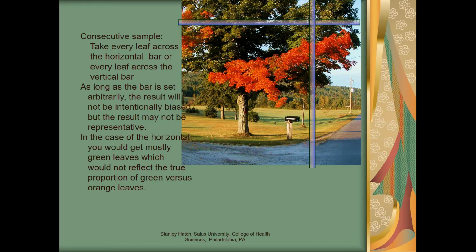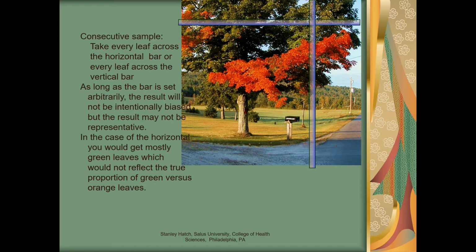Would this result in a representative sample of color of leaves on this tree? The horizontal bar clearly would not, because it's going through the area of the tree that is essentially all green. Another option would be take a vertical consecutive sample. This might give a more representative view because we are hitting both the orange parts of the tree and the green parts of the tree.